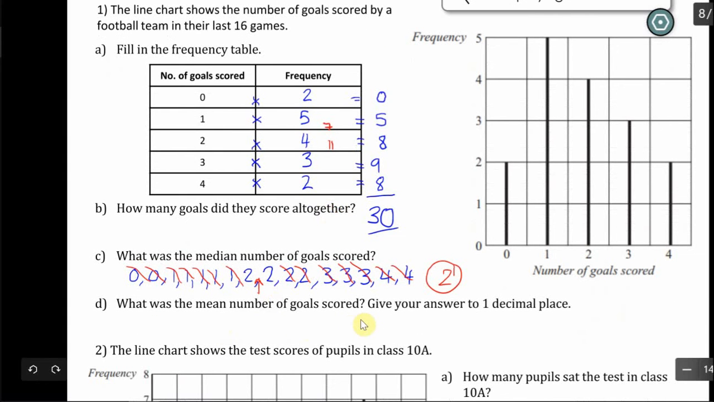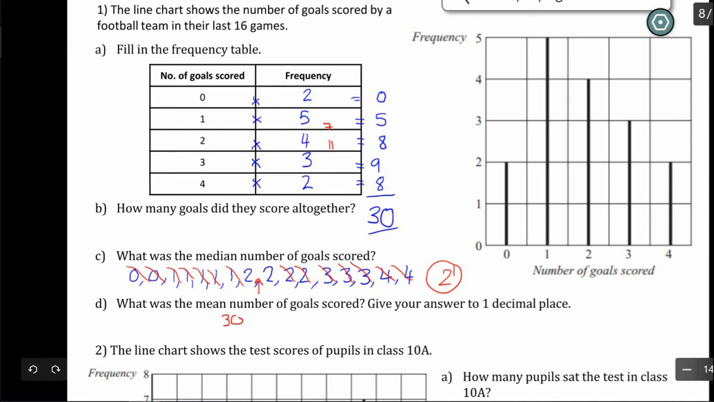What was the mean number of goals scored? Okay, well, again, tempting just to add these up, to find the total number of goals scored, but we've seen from part B that the total number of goals scored was found by timesing and then adding the results up. So 30 goals scored altogether.